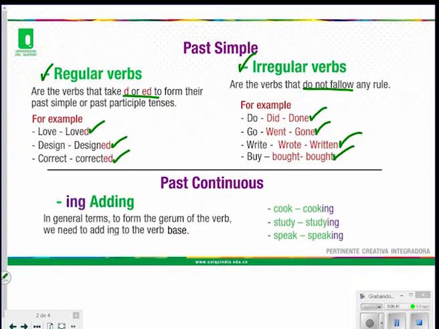And when we are talking about past continuous, and when we are talking about continuous tenses, we need to take into account the ing ending. In general terms, to form the gerund of the verbs, we need to add ing to the verbs. For example, cook, cooking, study, studying, speak, speaking, just adding the ing.